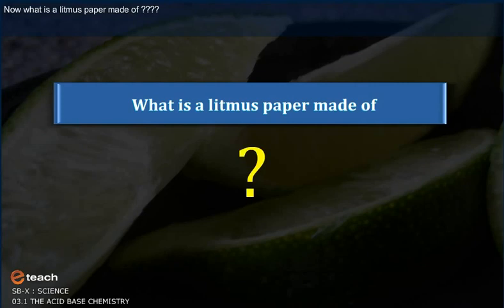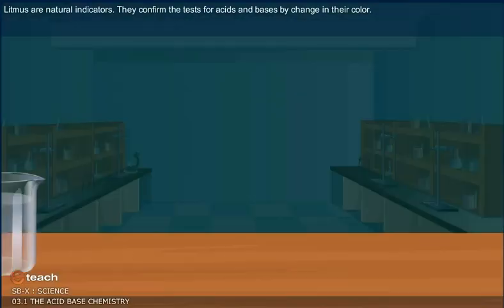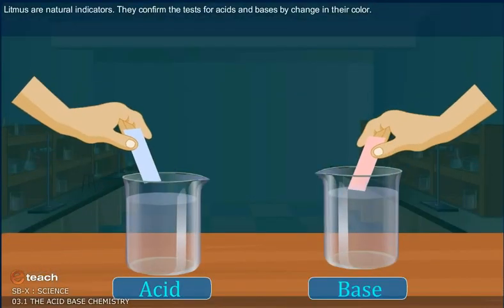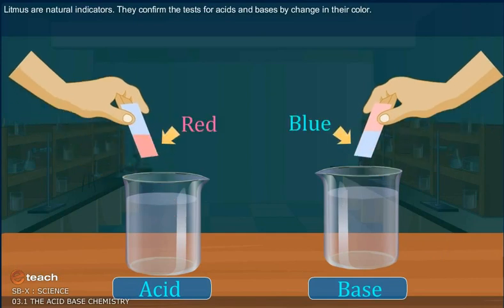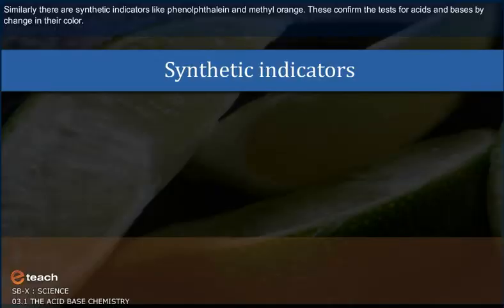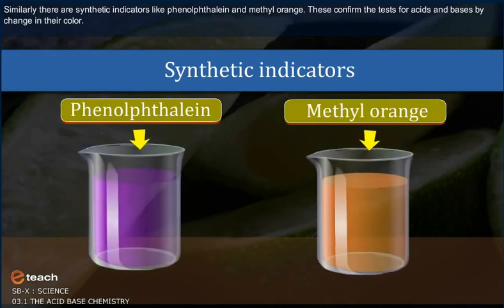Now what is a litmus paper made of? Litmus are natural indicators. They confirm the test for acids and bases by change in their color. Similarly, there are synthetic indicators like phenolphthalein and methyl orange. These confirm the test for acid and bases by change in their color.